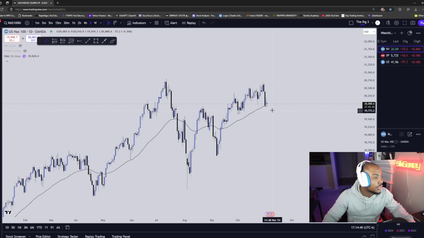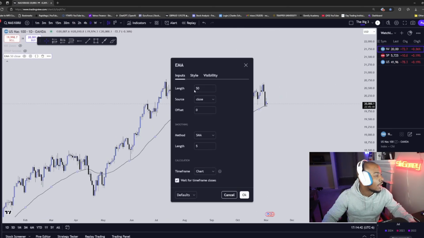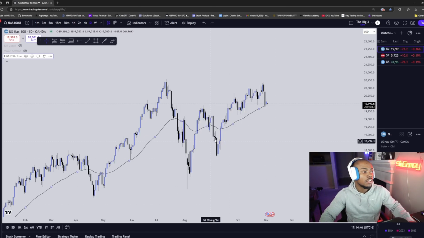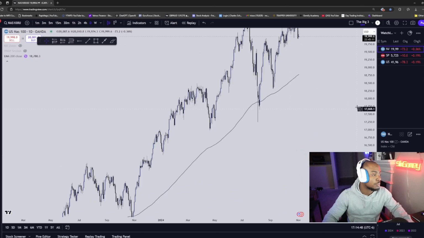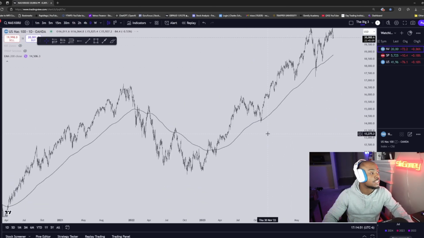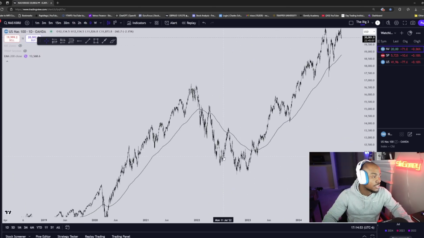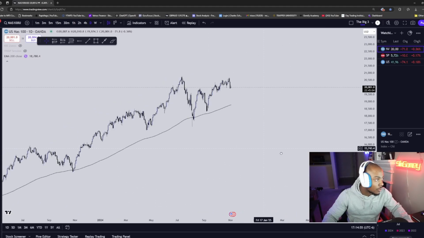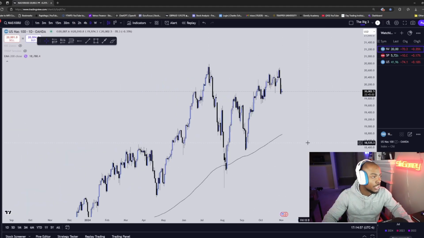But as you can see, we are tapping the 50 EMA. I like the 200 EMA because it's a very strong confluence. Like if the market drops below the 200 EMA, that means the market has officially shifted structure. Now that's on a higher time frame. We are currently looking at the daily.